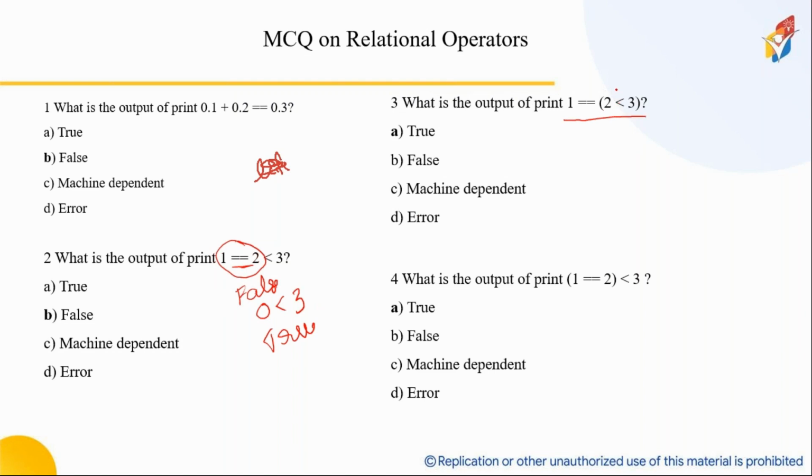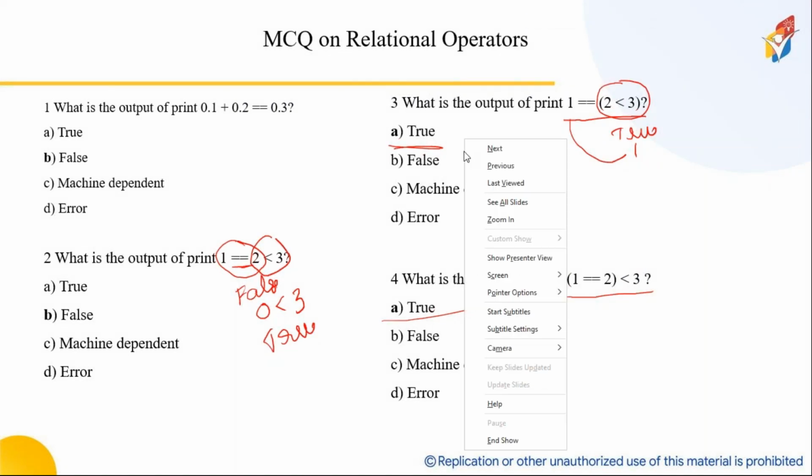Now, can you please answer this question? Here I have parentheses; in the previous one I did not. The first and foremost thing is that parentheses are evaluated. 2 is less than 3 is true. True is represented as one. 1 double equal to 1 is true. Now, can you please answer this question? This you already know, we have just completed it. So I hope comparison operations are clear for everyone. Now let me erase it.